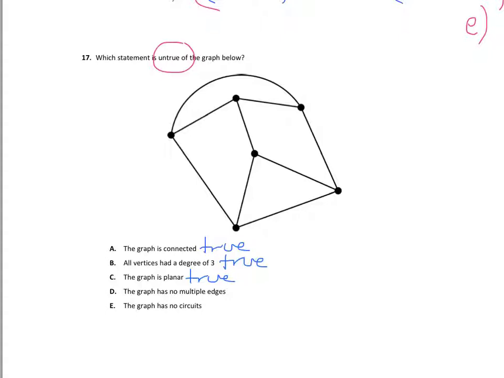The graph has no multiple edges. Correct, there are no multiple edges there. Everything has just a singular connection between them. And the graph has no circuits. Now, I can make a circuit anywhere, in lots of places on the graph. So that is a false statement. So therefore, our answer there is E.